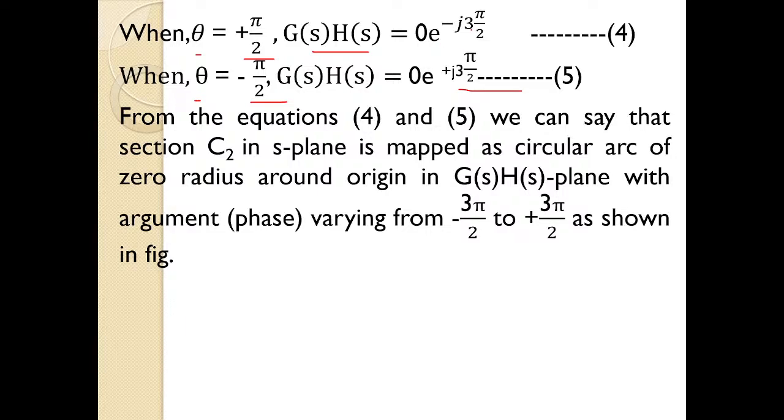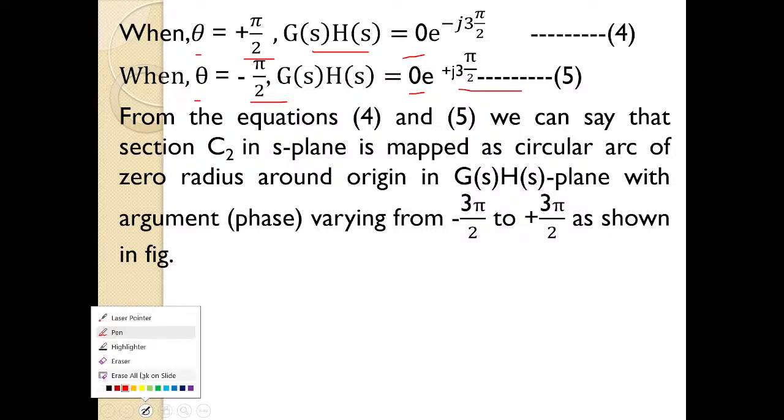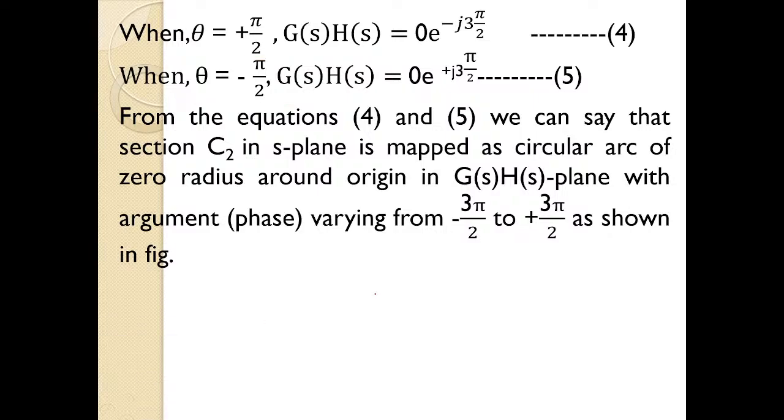Okay, so it is varying from minus 270 to plus 270, and radius is what? Radius is 0. Okay, radius is 0. So simple. So radius is 0 and the contour will travel from minus 270 to plus 270.